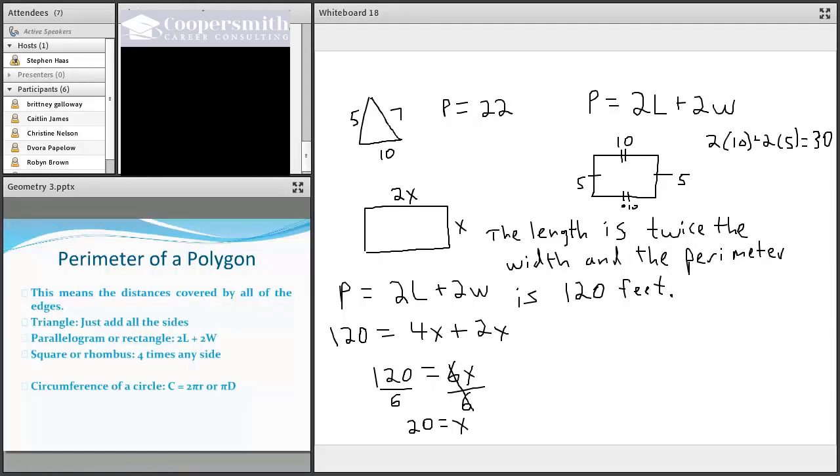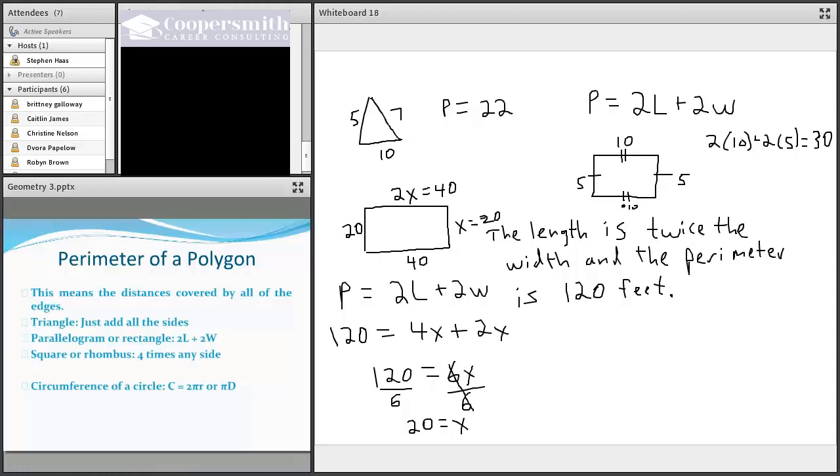Well, we had defined the sides as x and 2x. So x being 20 means the width is 20, and the length, which was 2x, is 40. And if we want to make sure that we're right, we can add them all up and see if it works. Of course, this is also 40, and this is also 20.